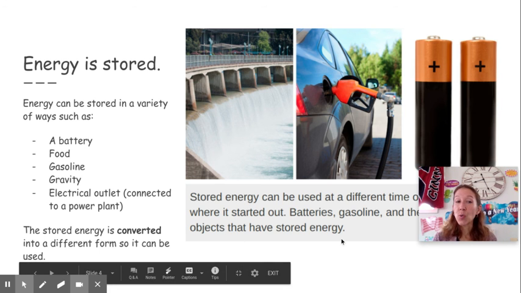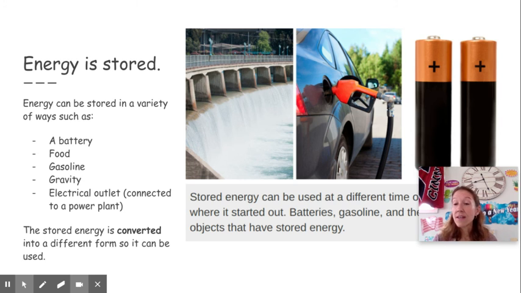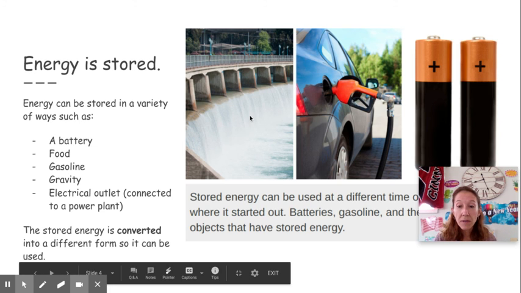So energy is stored, and energy can be stored in a variety of ways, such as a battery, food, gasoline, gravity, an electrical outlet connected to a power plant. The stored energy is converted into a different form so it can be used. Here are some examples.